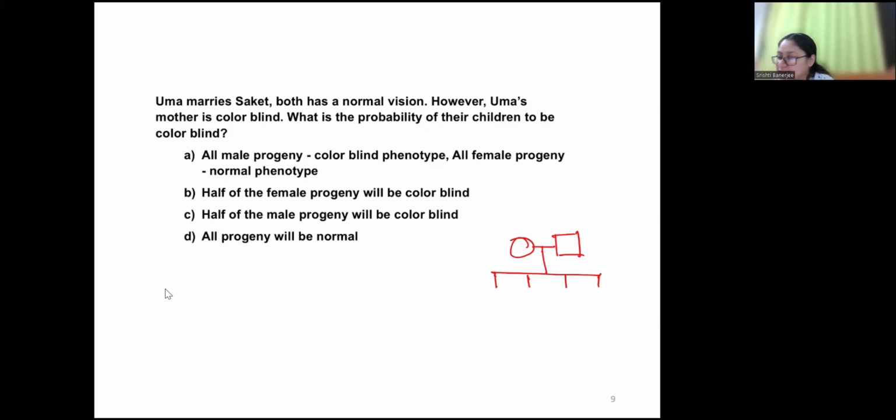Why? Because it is known that Uma's mother is colorblind. So this is Uma's father, this is Uma's mother, and colorblindness is an X-linked recessive disease.